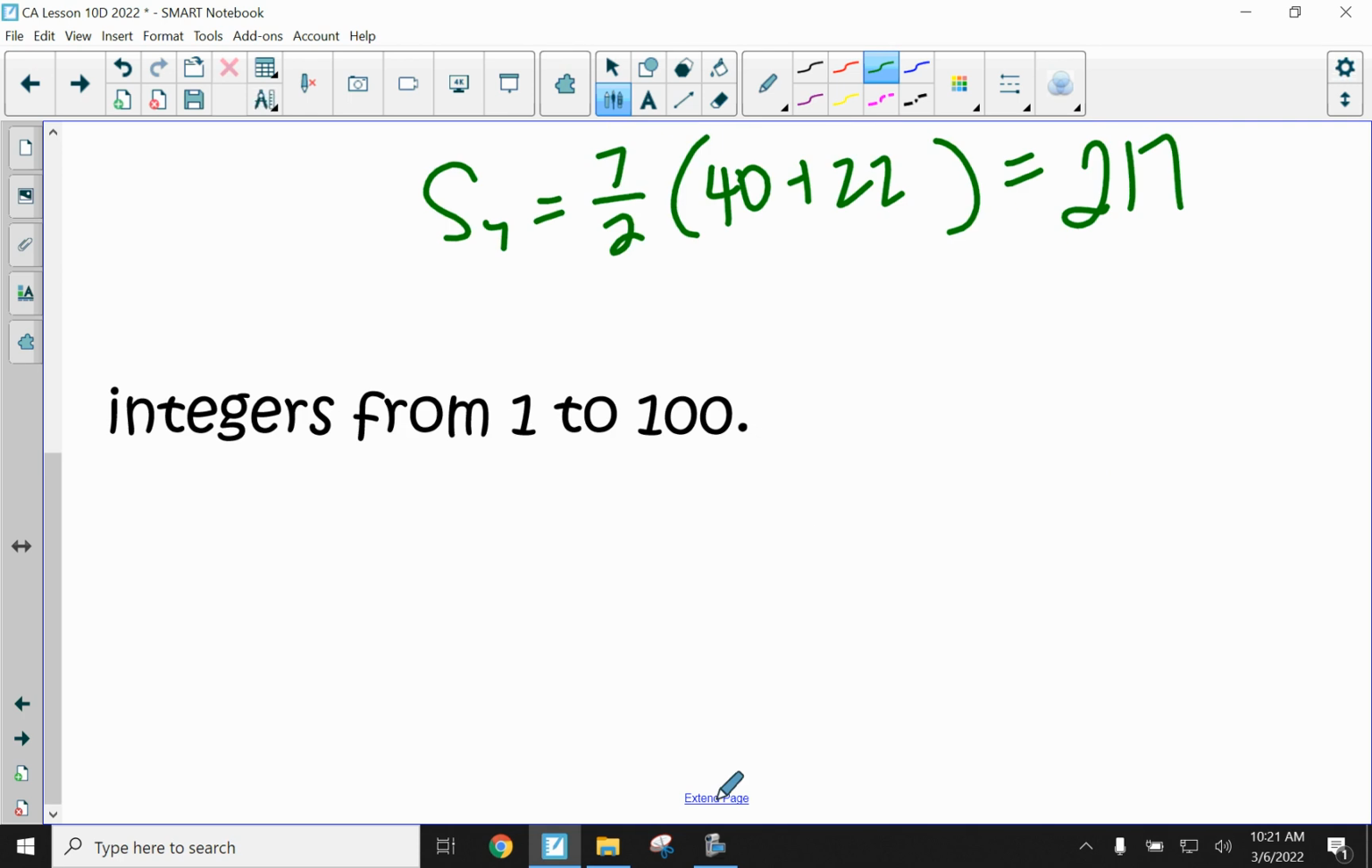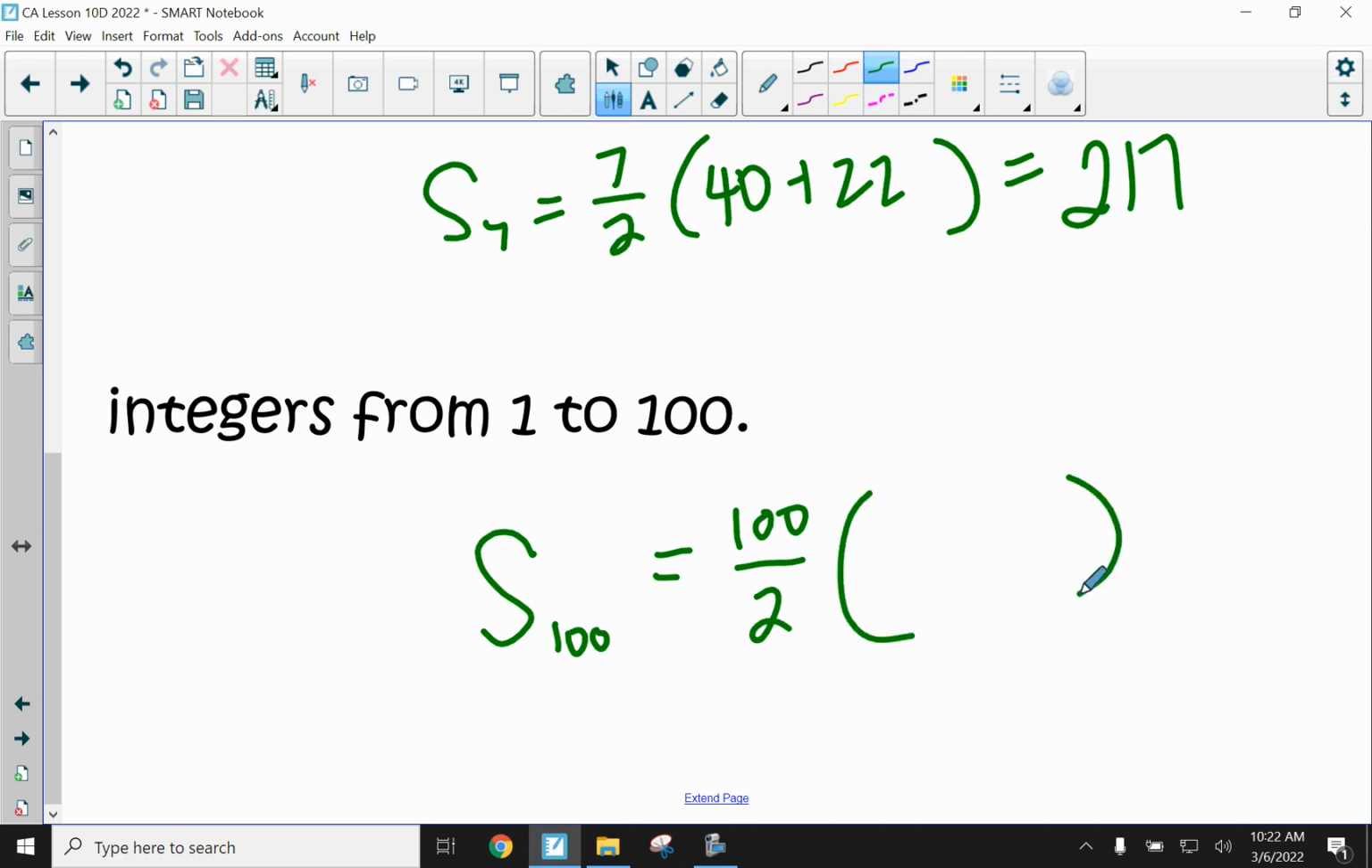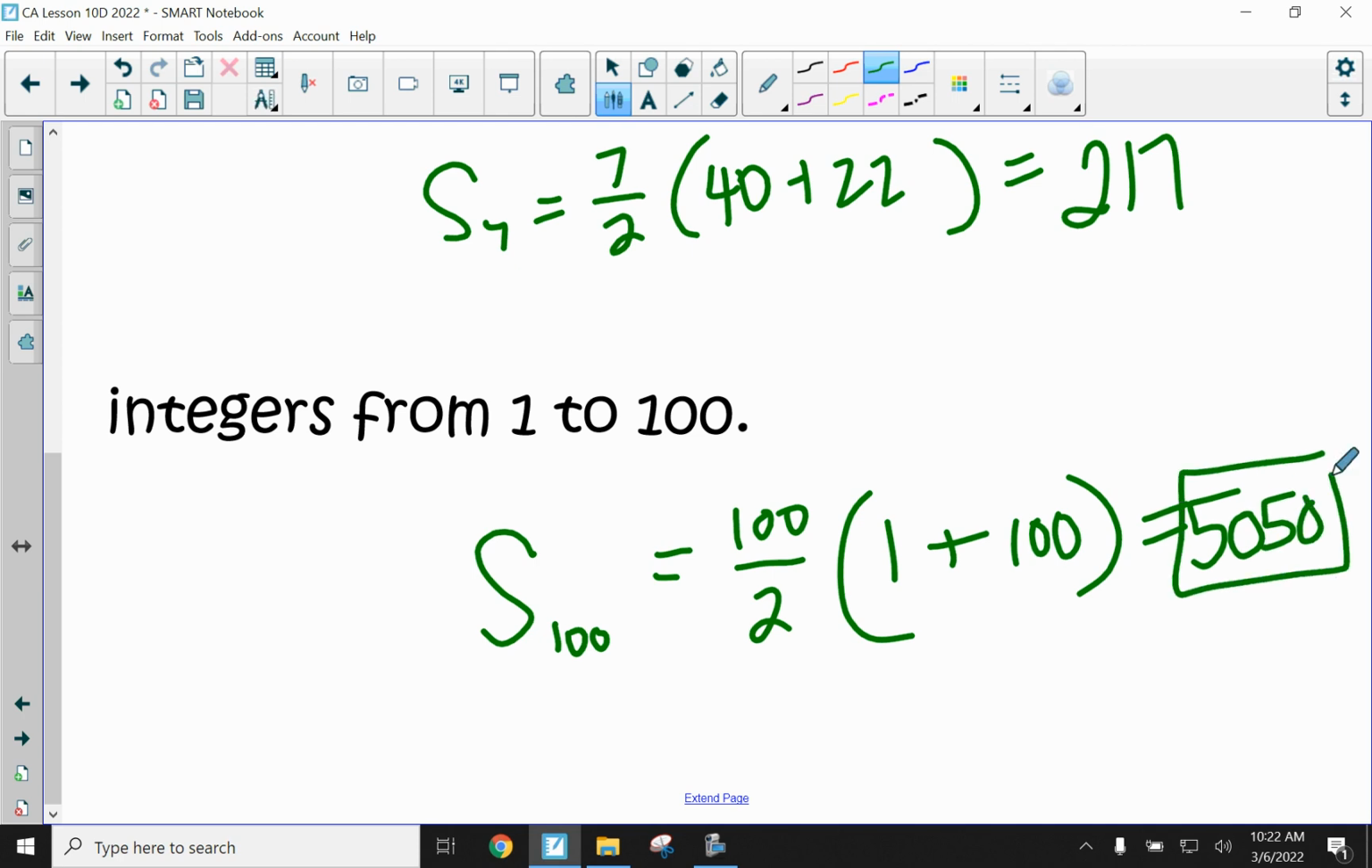The last one doesn't really give us a list, but it says integers from 1 to 100. So we're going to have to find the sum of the first 100 terms, from 1 to 100. That means we do 100 divided by 2, and then the first term and the last term. The first term in the list would be 1, the last term would be 100. If we type all that into our calculator, we eventually get 5,050. One thing I want to point out: this number here is always going to match this number here, because in the formula, they're both n's, so they're the same value.